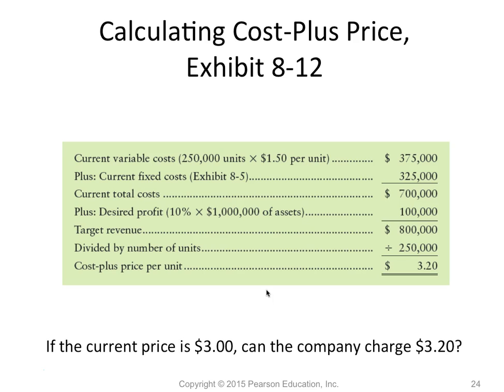So here is an example. Current variable cost is 375 plus a fixed cost, so this will be the total cost. Our desired profit will be 100, and the target revenue is this, and dividing by the number of units, the total will be $3.20. So this is the way when we know our total profit we're targeting and our total cost, we can find our target revenue and divide by the total number, and then we can get to the target price.